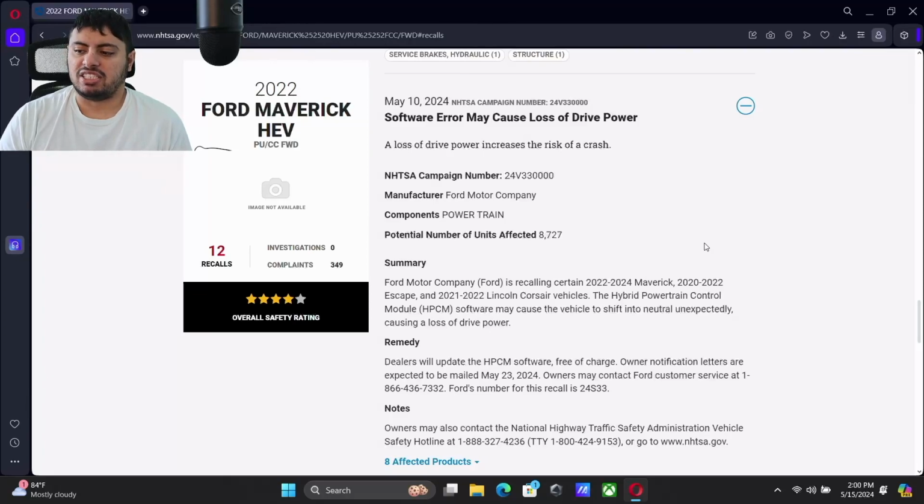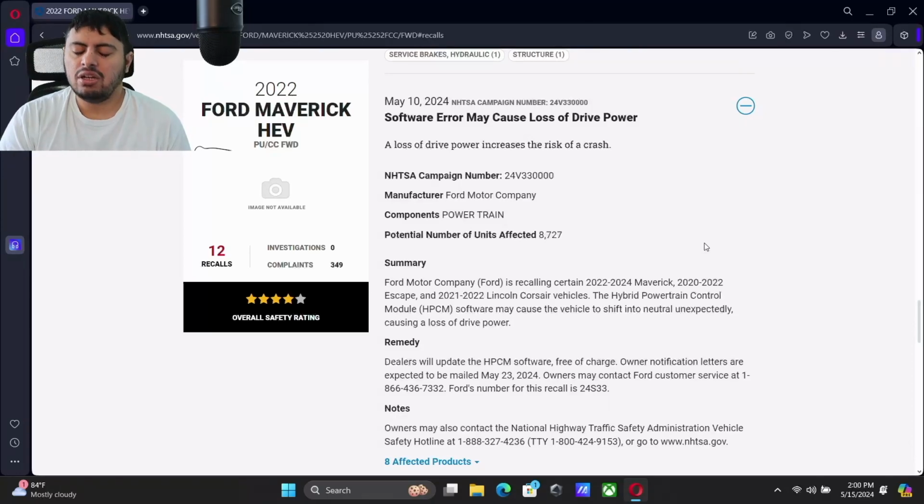Not only is it dangerous safety-wise because of the loss of drive power, but trying to steer in that case, and even just going into neutral unexpectedly, can cause a lot of damage to those transmissions, going at various speeds and then unexpectedly going into neutral. So like I said, this is not the first time Ford has had these types of recalls.